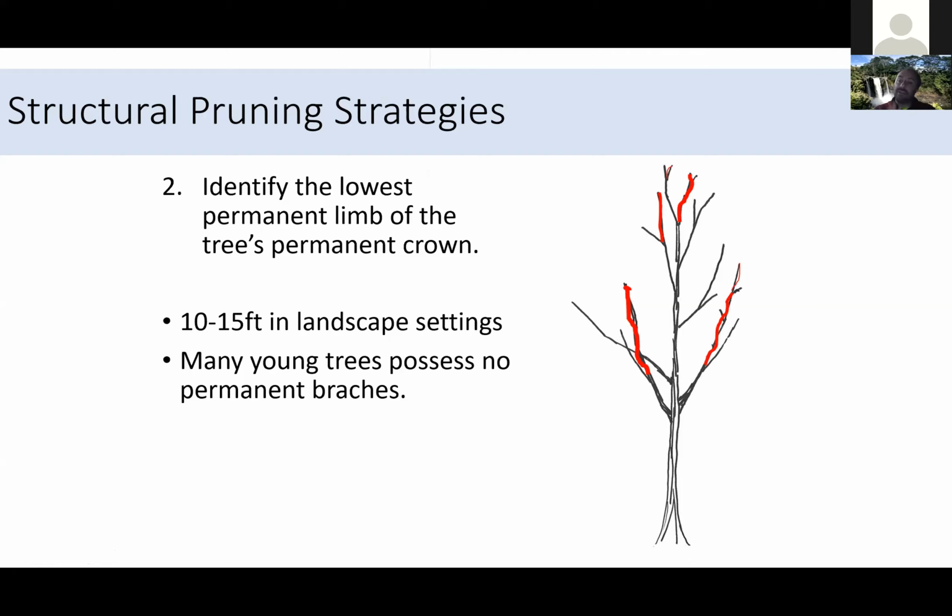So that's a big digression for me just to say you need to look at the tree and find the lowest branch on the tree that you want to be on the tree forever. Because we manage the branches, branches that are going to be on the tree forever, permanent branches, differently than temporary branches that we think we might one day remove. So hopefully that makes sense.